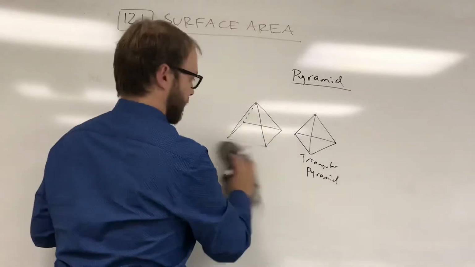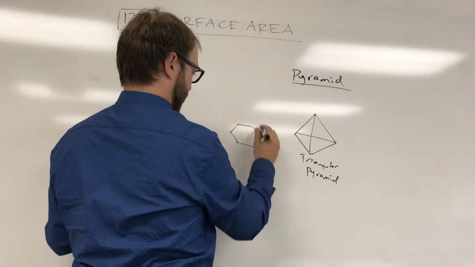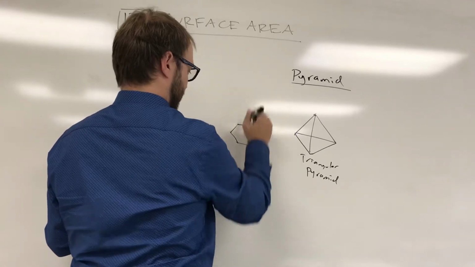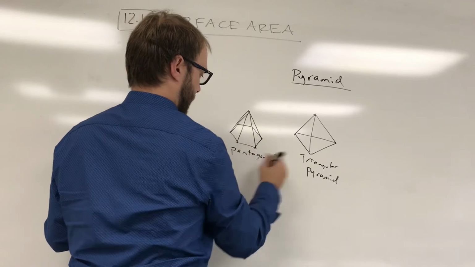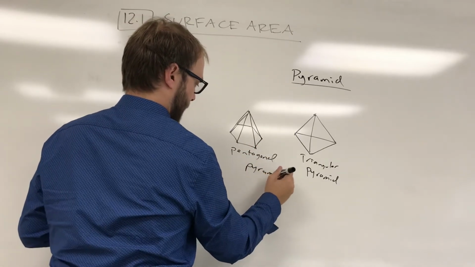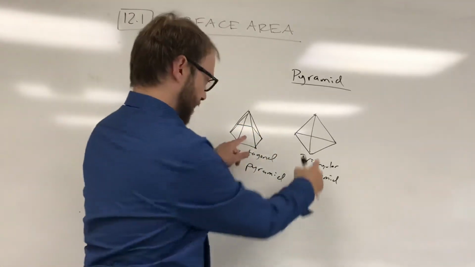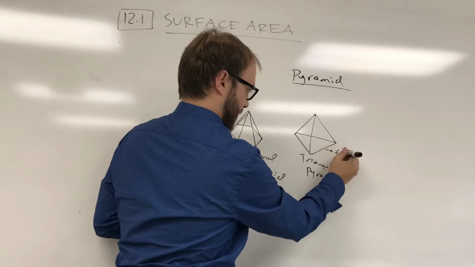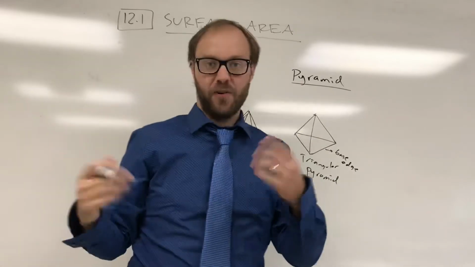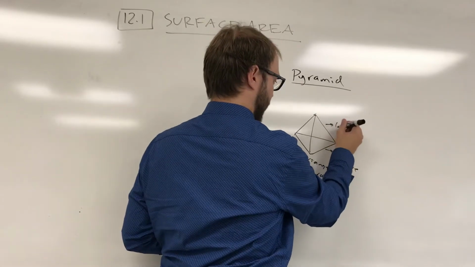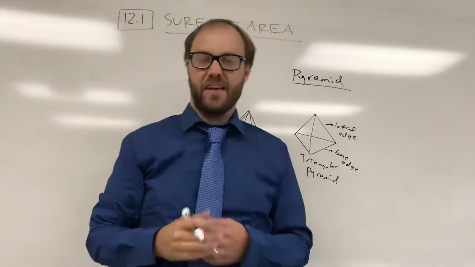Again, I could have some other shape. I could have a pentagon base, and that would be a pentagonal pyramid. The terminology that goes along with these is pretty much the same. We talked about having a base. We could say that that is a base edge. We talked about having sides. Again, the term lateral is used to refer to sides, so we might talk about a lateral edge. That's the basic idea there for a pyramid.